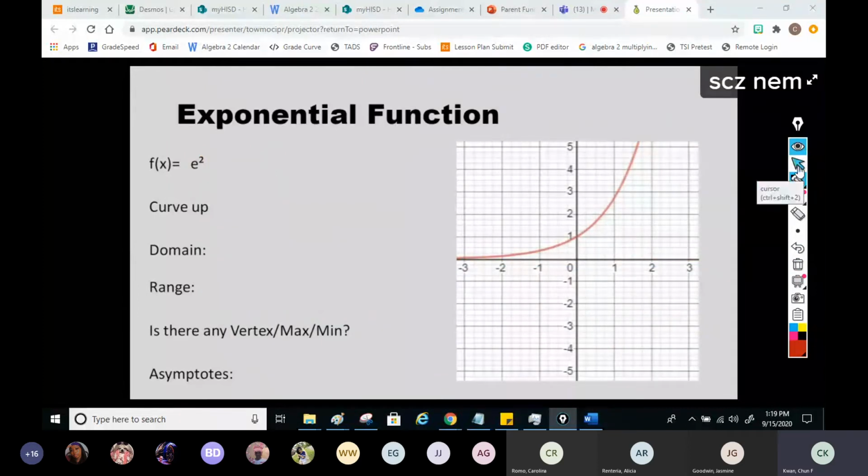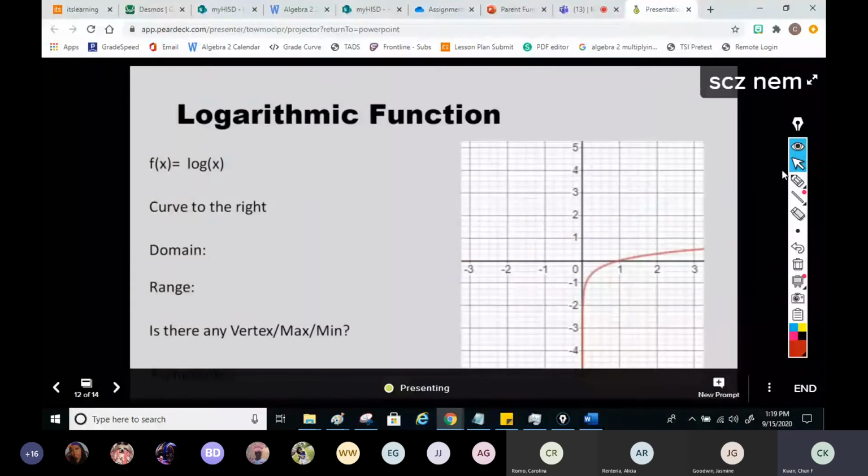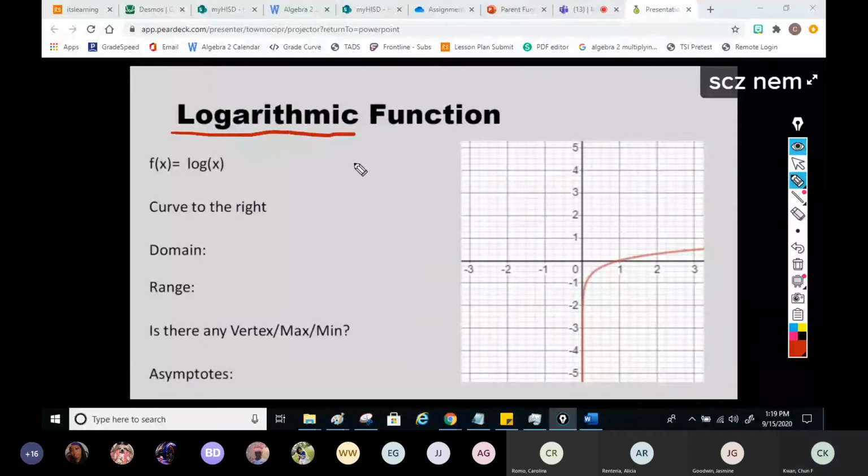I think we have one more to go. Okay, last one. Bear with me. Hopefully we'll be getting out of here soon. So the last one is the logarithmic function.